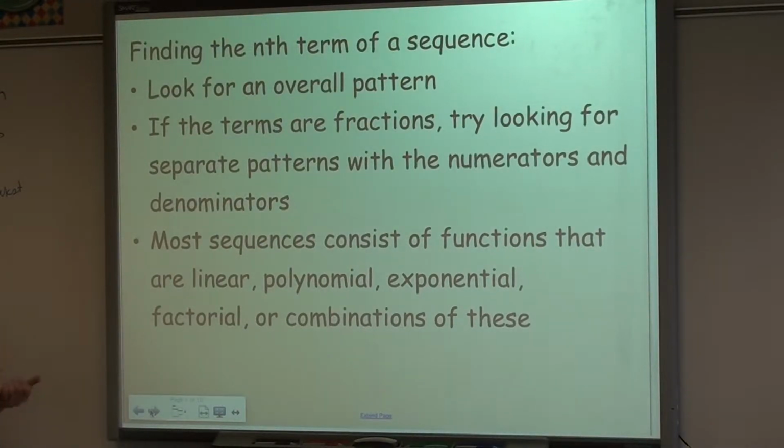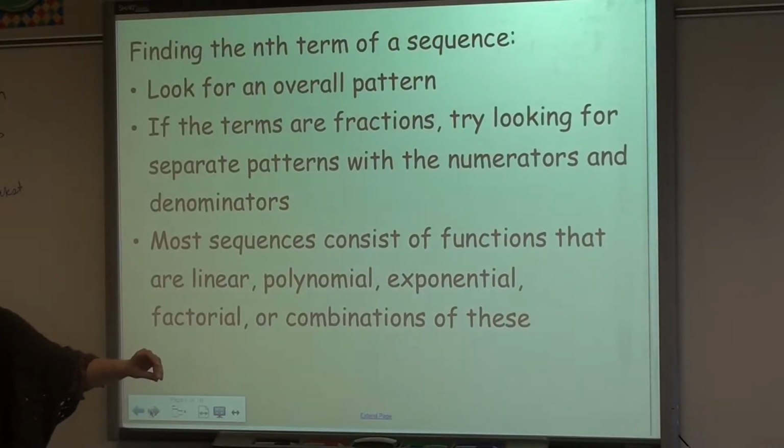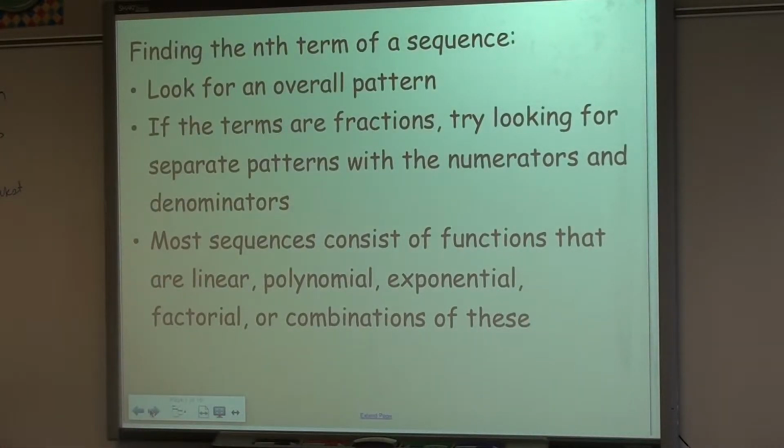So, of course you want to look for a pattern. If the terms are fractions, sometimes it's easier to just look at the top numbers and the bottom numbers separately. Be careful if the fractions are reduced, that makes it a little trickier, right? For the next ones, I didn't reduce the fractions, I took it easy on you. Most sequences consist of functions that are either linear, polynomial, exponential, or factorial.